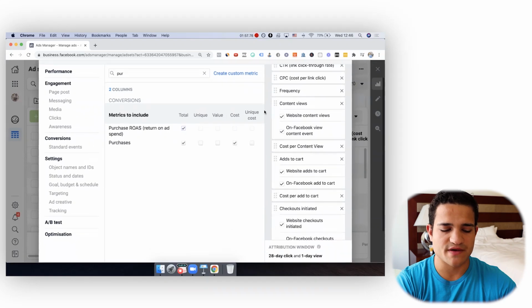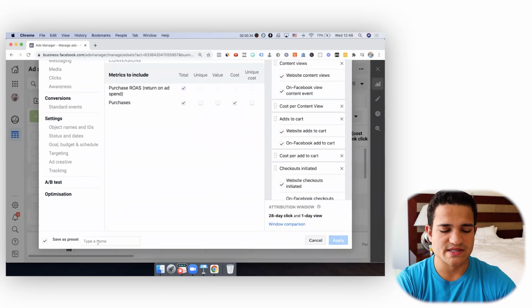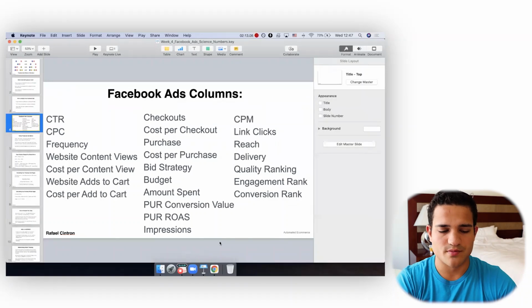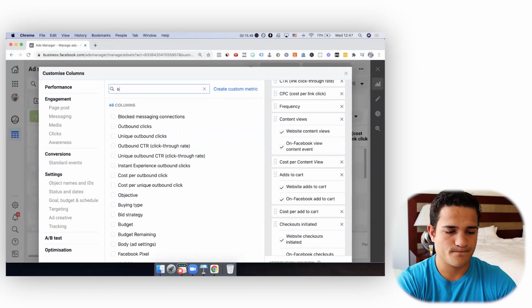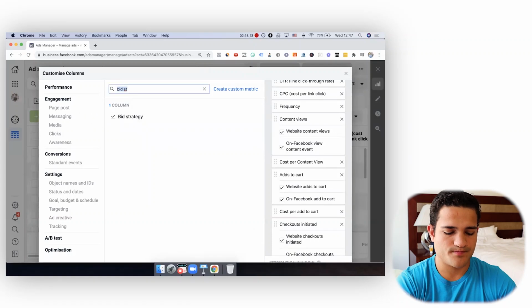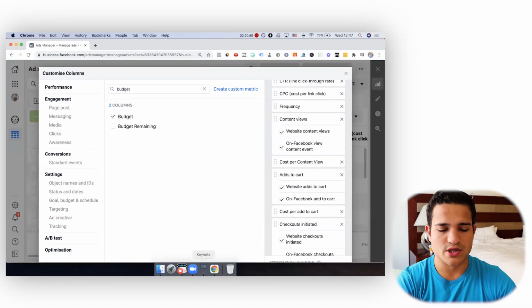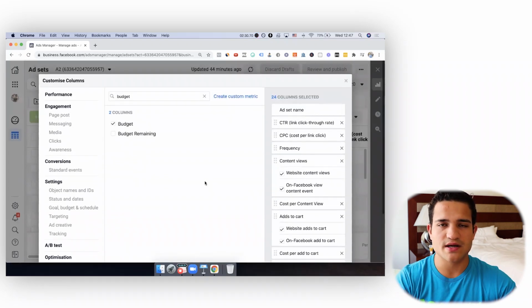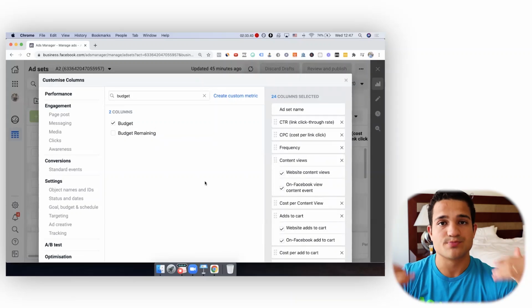And also what's cool about Facebook is you can save them. So for example, you can save them as preset. You can put like Rafael or automated e-commerce so that you know where you got these metrics, and you can always refer to them. For example, you can put bid strategy, budget, and you can go through every single one, put them here, save them, and then once you're looking through your Facebook ads columns and once you're looking through your Facebook ads data, all you need to do is refer to the save as preset, automated e-commerce, and you'll see all of your data, all of your numbers pull up there.